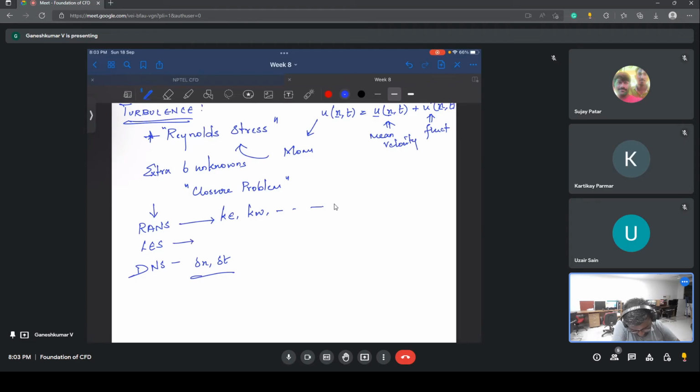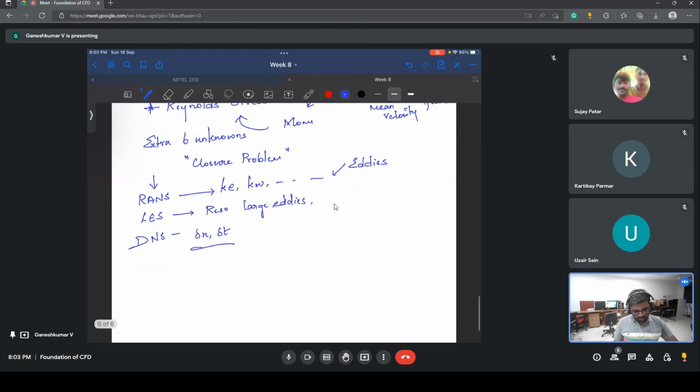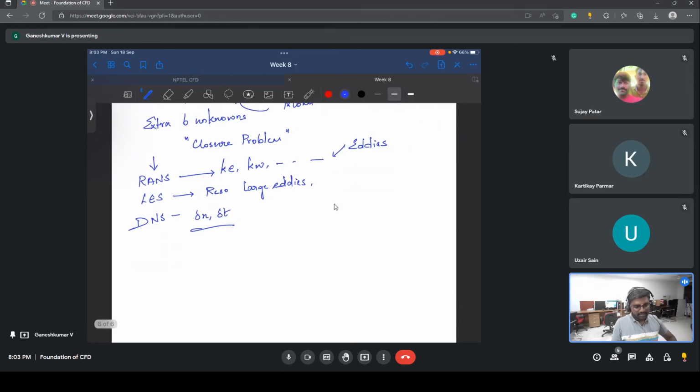In LES, you don't resolve all the eddies, since we know turbulence is going to have eddies. In RANS you use models to find the average velocity. In LES, you resolve the larger eddies, because it's called large eddy simulation, and the smaller eddies you just model, the same way we model in k epsilon and k omega. So that's what we briefly touched on in turbulence.